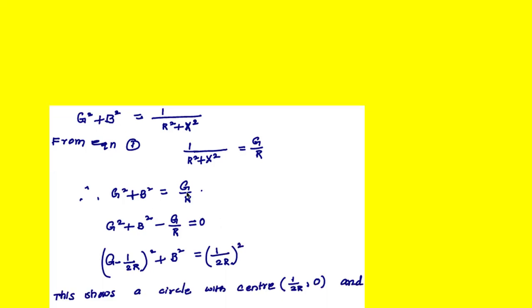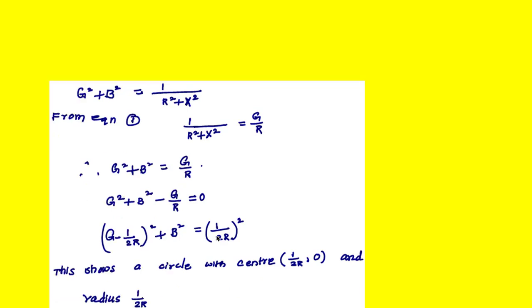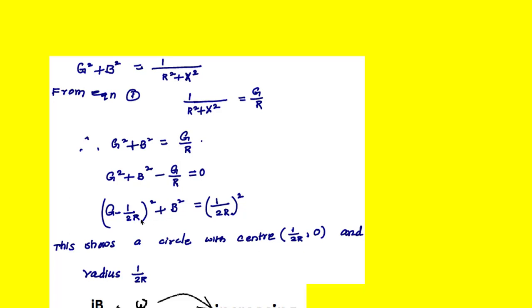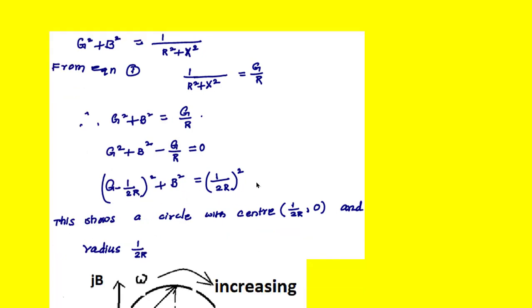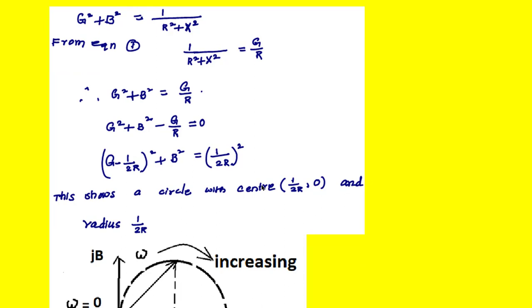As we know from equation 1, 1 by R square plus X square is nothing but G by R. So we substitute here. Then we get G square plus B square is equal to G by R. Then bring that to the left side: G square plus B square minus G by R is equal to 0. Then we can write this equation as G minus 1 by 2R whole square plus B square is equal to 1 by 2R whole square. And this is nothing but the form of a circle, meaning this is a circle with center at 1 by 2R comma 0 and radius 1 by 2R.